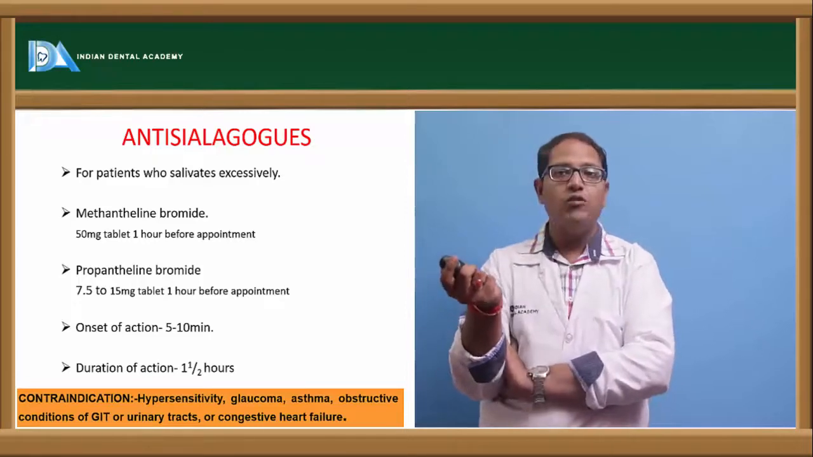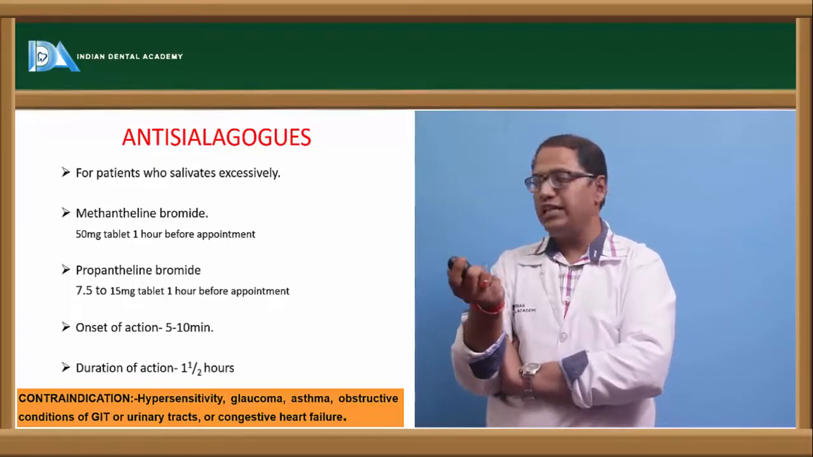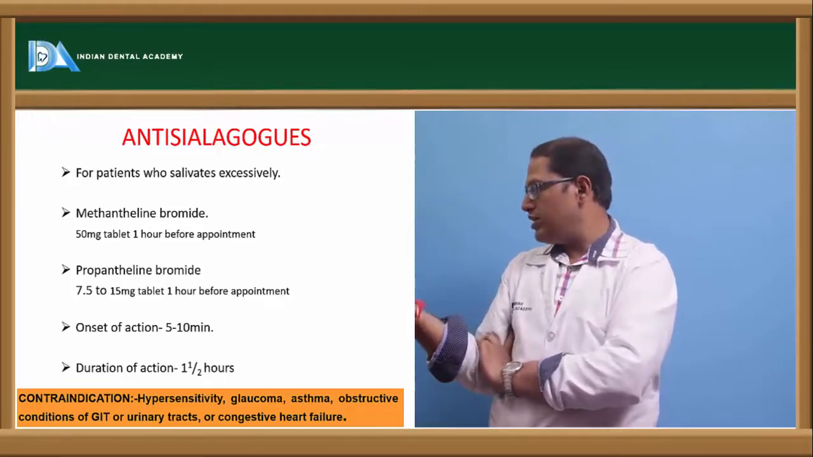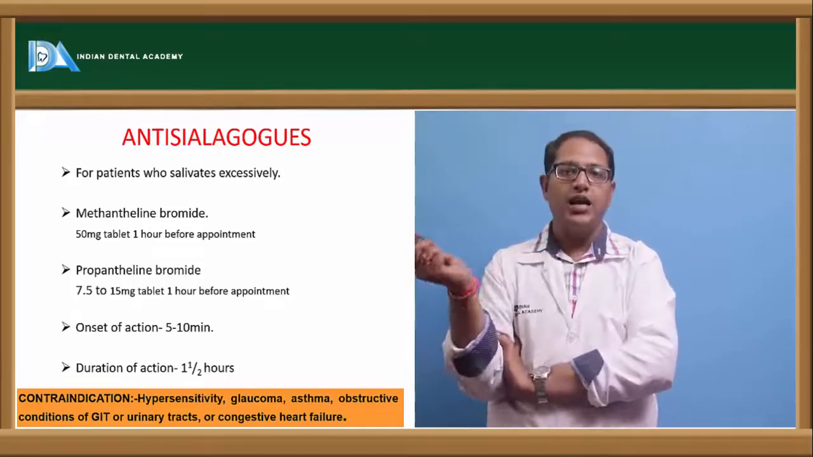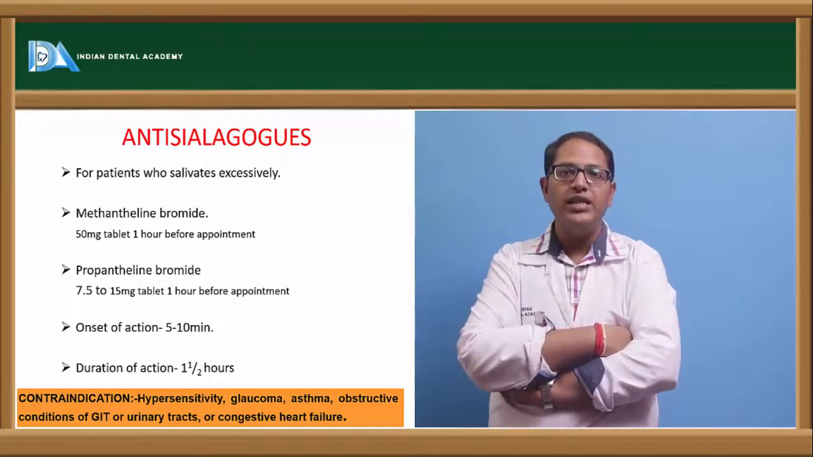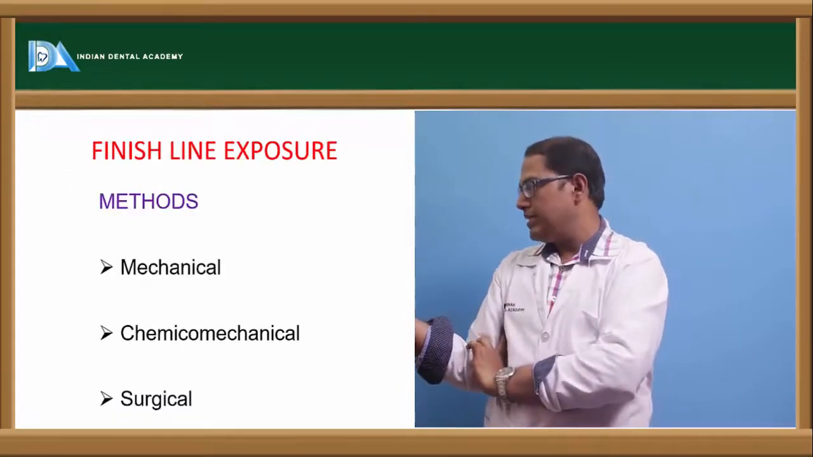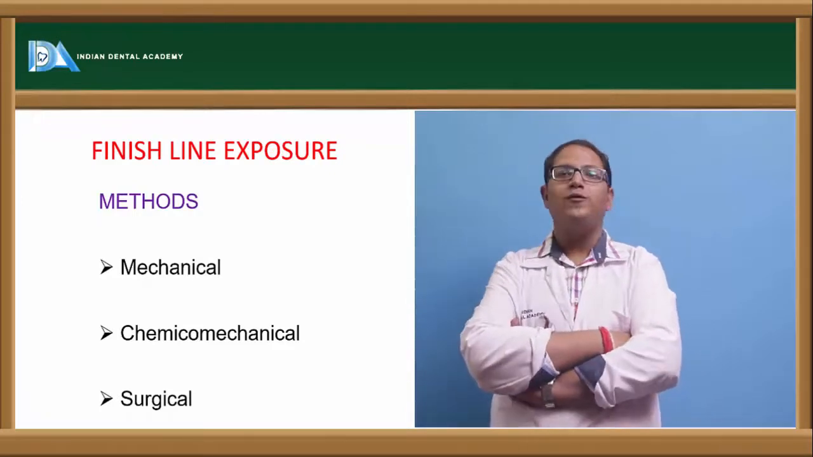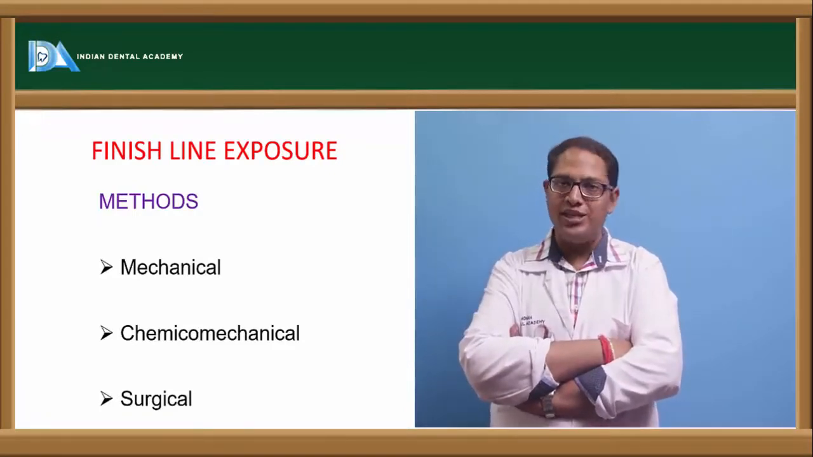The patients with obstructive conditions of the GIT or glaucoma are not supposed to be given these. One more thing which is not mentioned here is that asthmatic patients are also not supposed to be provided with antisialagogue medicines.